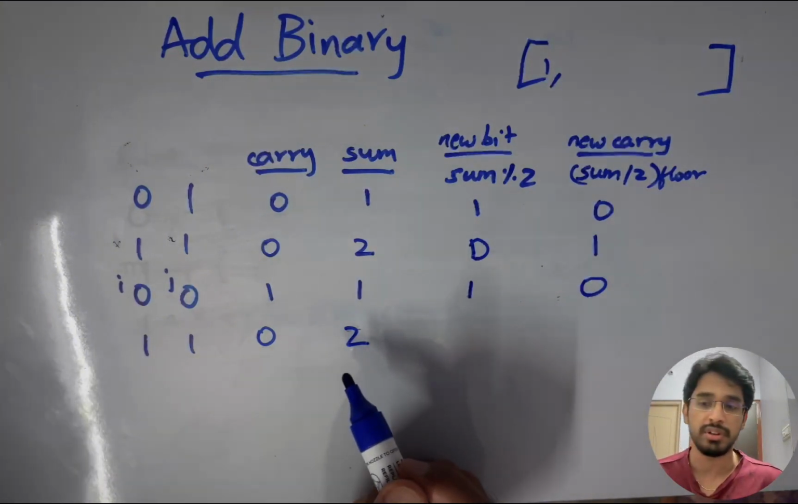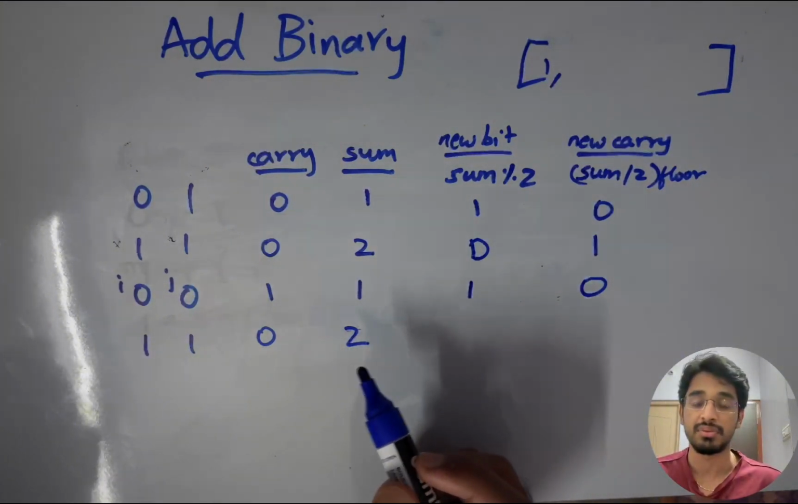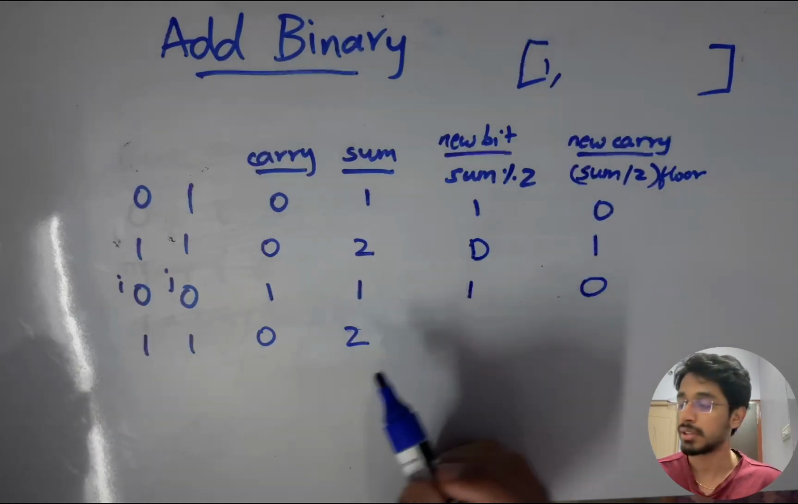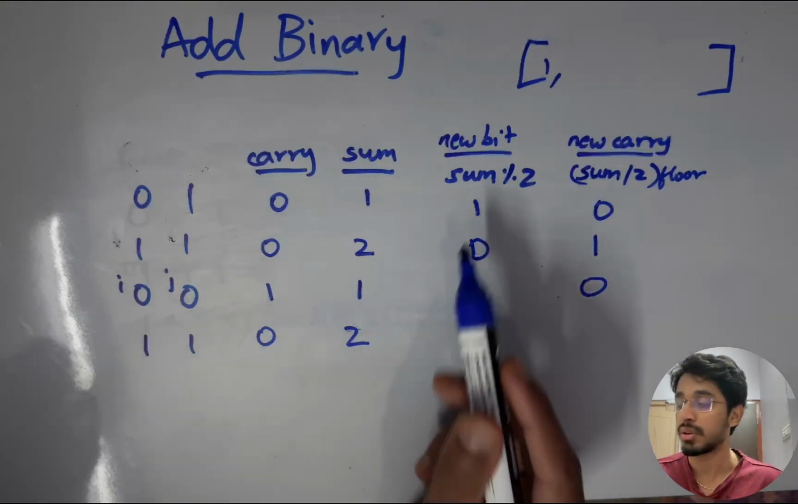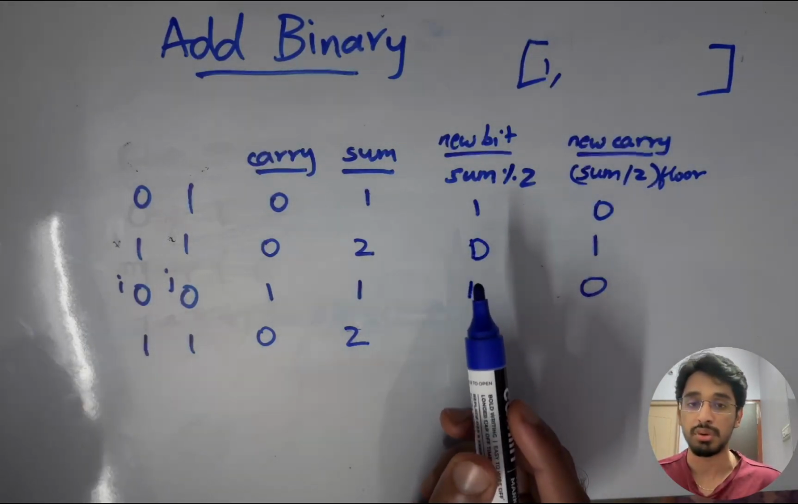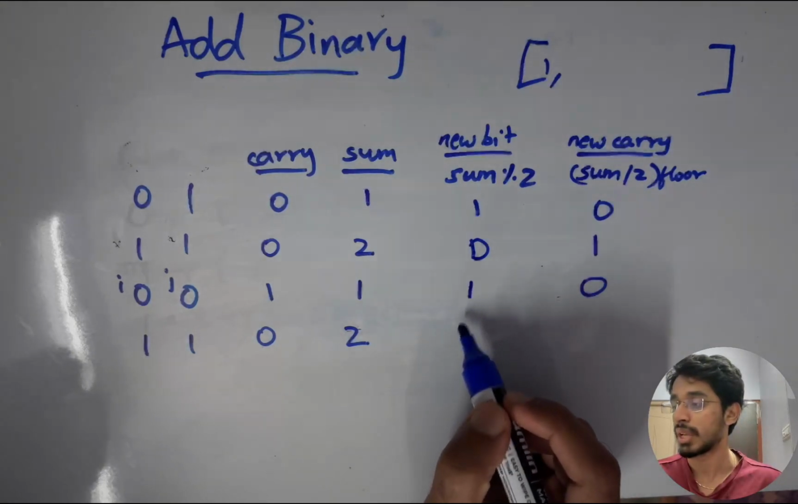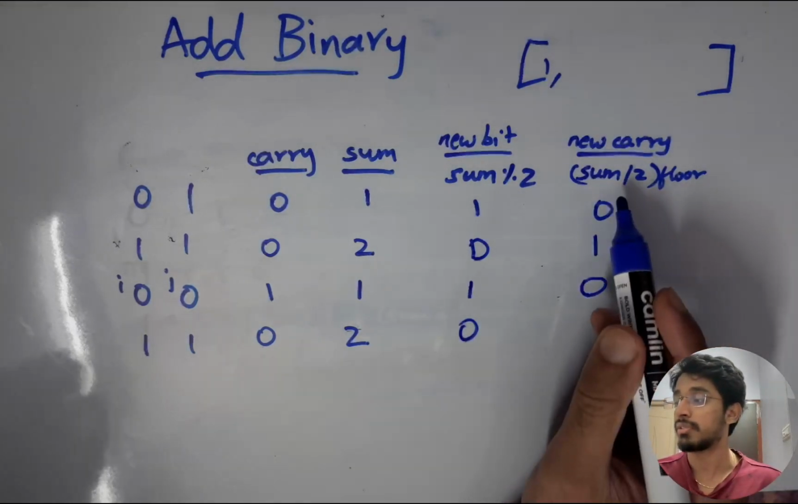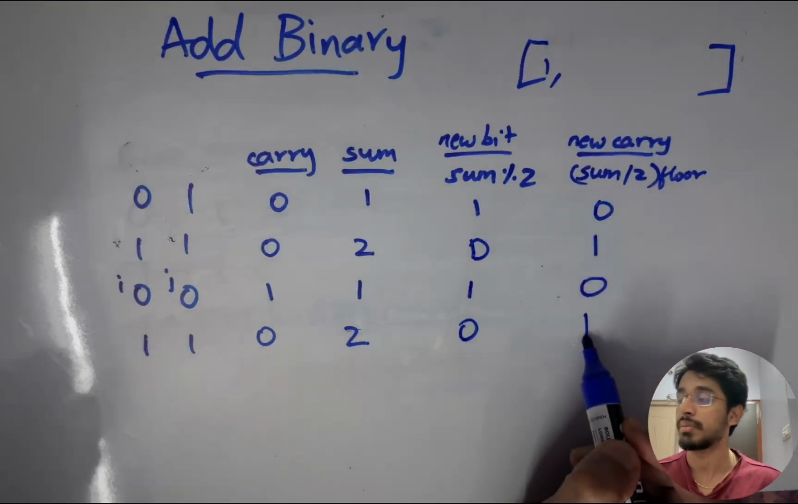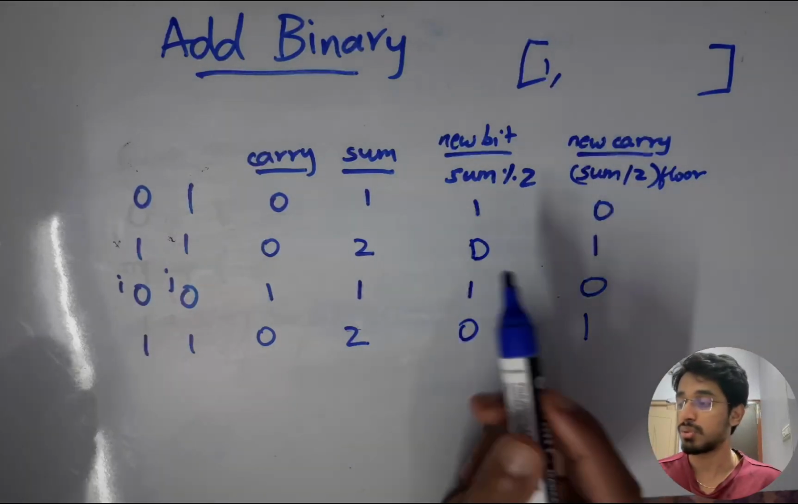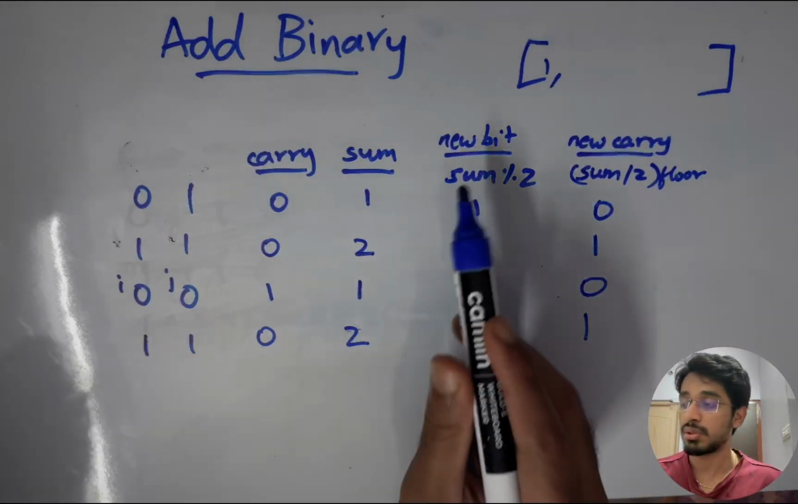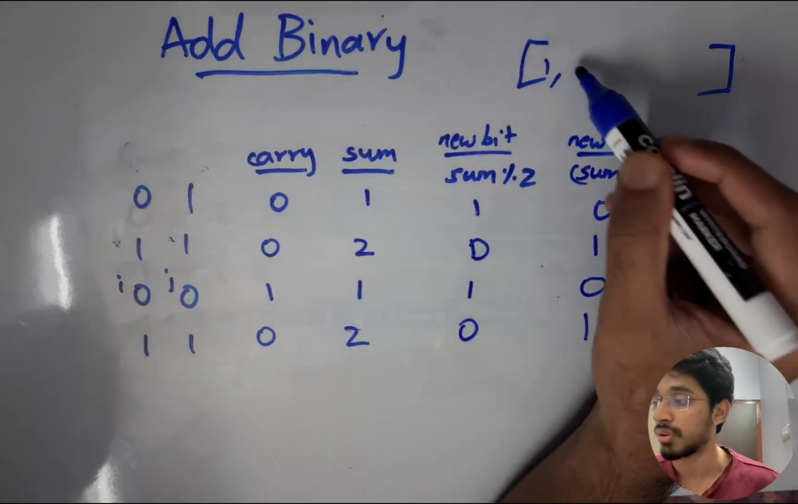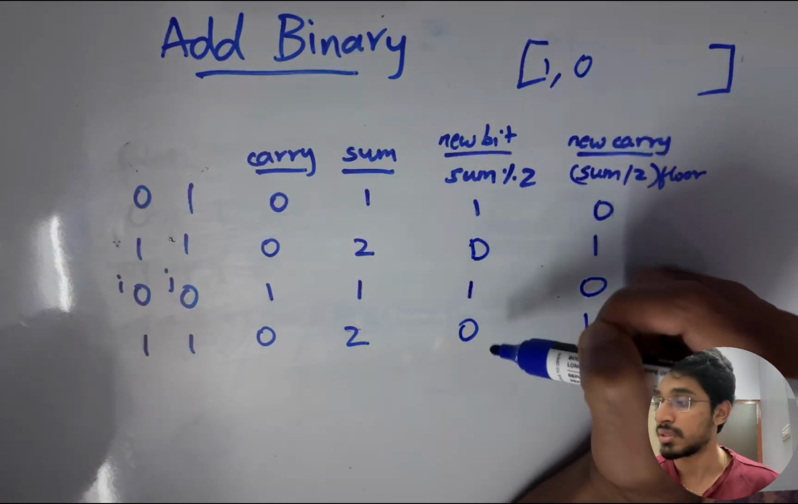You can just pause the video and analyze for a moment if you want. So 2 % 2, taking the modulo, that would become 0, and then divided by 2, the carry is 1. I forgot to add these new bits to the result array. So 0 1 0 1 0.